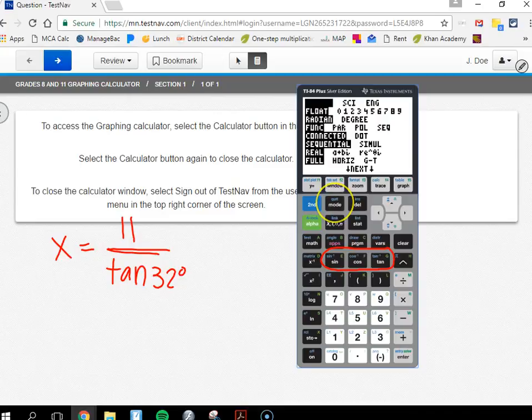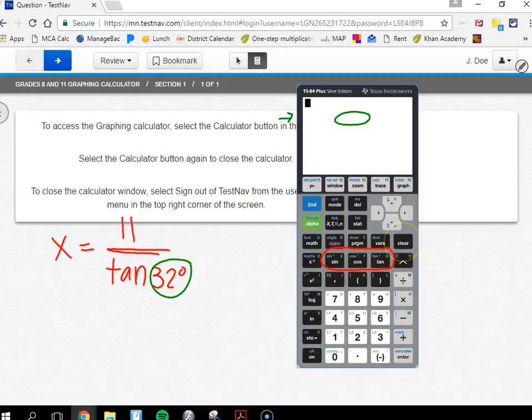So we're going to go to mode, and right here, we want it to be highlighted on degree. So we don't want this radian function, we want degree because we're working with 32 degrees. So our calculator needs to be in degrees. So we're going to scroll down to where it's flashing on radian. We're going to scroll over so it's flashing on degree and hit enter. Now we're good to go. To get out of here, we can just hit clear. So now we're in the correct mode.